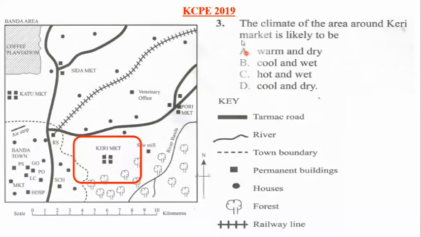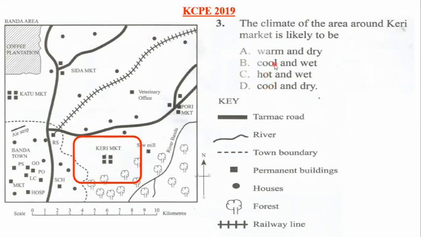KCPE 2019. The climate of the area around Kerry Market is likely to be, that is part of the town. So basically you can see these questions are related all over. If they don't ask a question about the whole area covered by the map, they'll ask part of it. So the most important thing is you need to know the evidence for a given type of climate. So here, we are talking of the area around Kerry Market. So Kerry Market, we have sawmill, we have a forest here. So what is that likely to be?